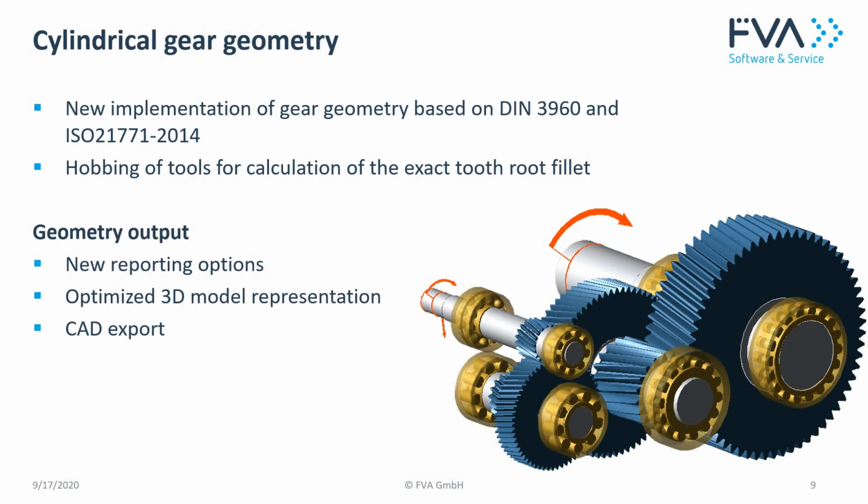Moving on to the calculations. The biggest changes have been in the cylindrical gear geometry calculations, which have been completely re-implemented based on DIN 3960 and ISO 21771-2014. So common feedback from our working group was that they weren't very satisfied with gear geometry calculations in previous versions of the Workbench. They were slow and didn't provide enough information.